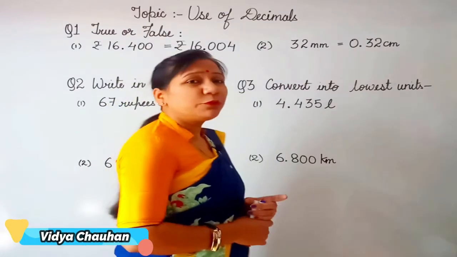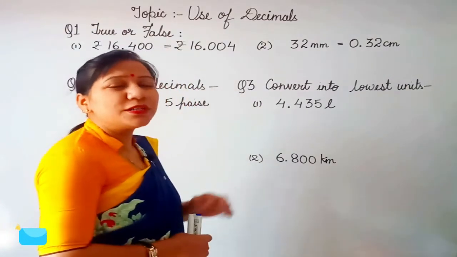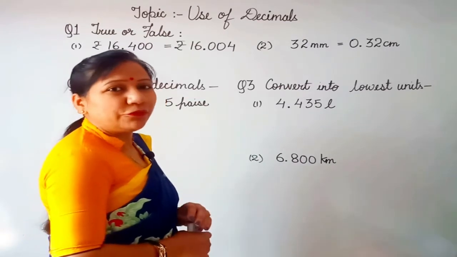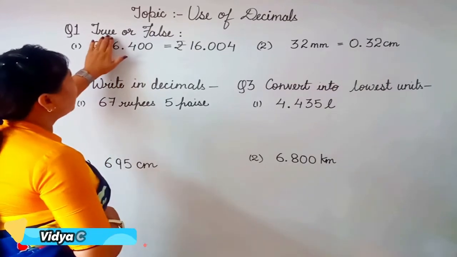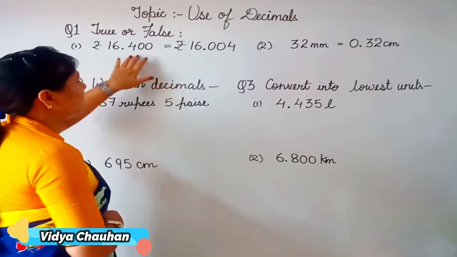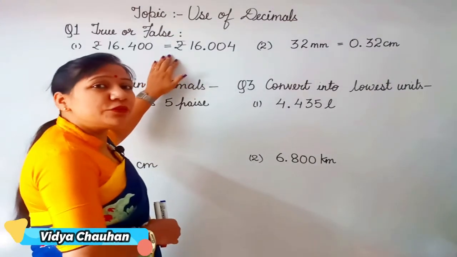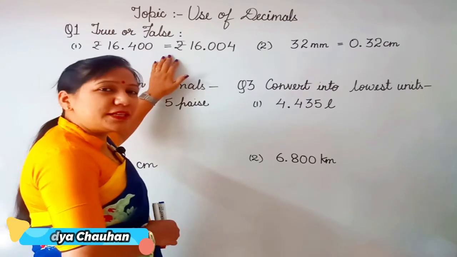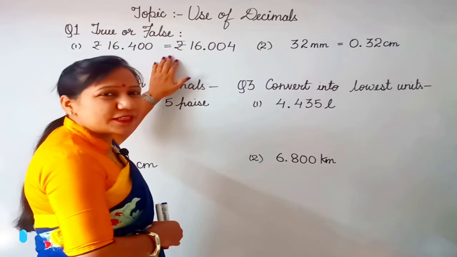So let us take some questions from your book exercise and check how decimal numbers vary from one unit to another. In the first question, you have to check whether the statement is true or false. That means two values are given and you have to check whether they are equal or not. If it is equal, you write true. If it is not, then you write false, right?